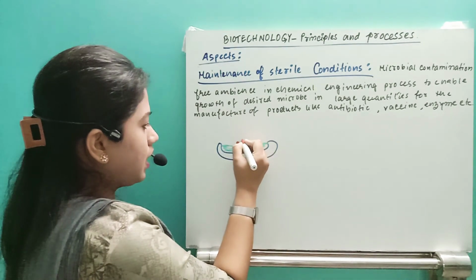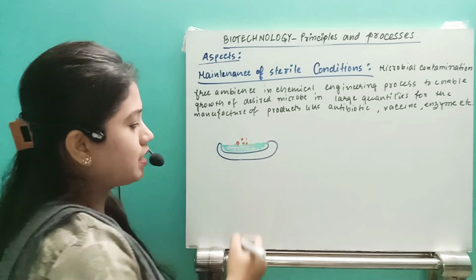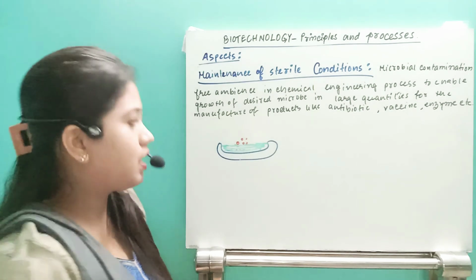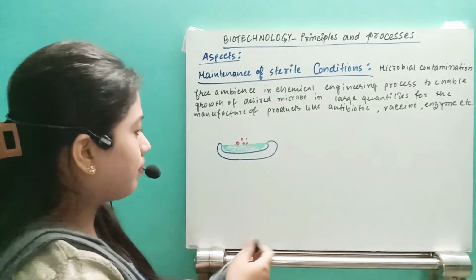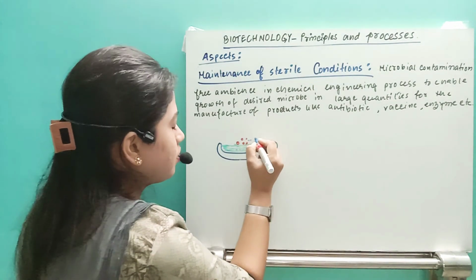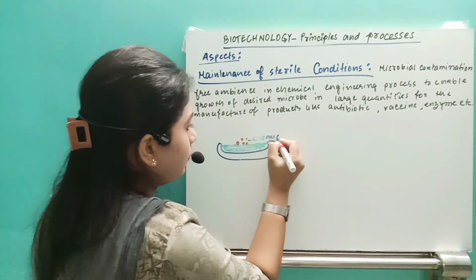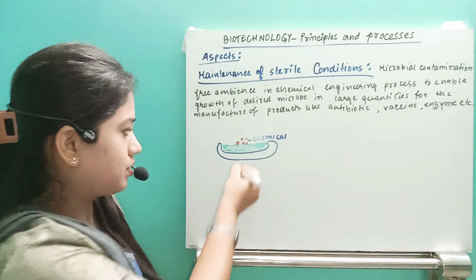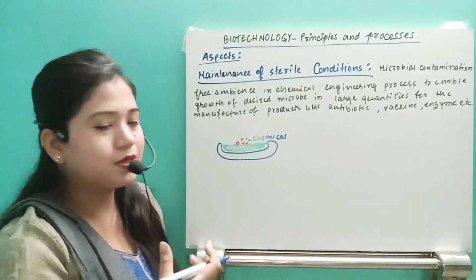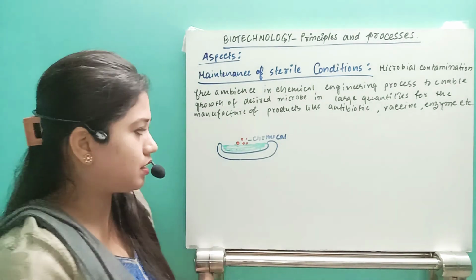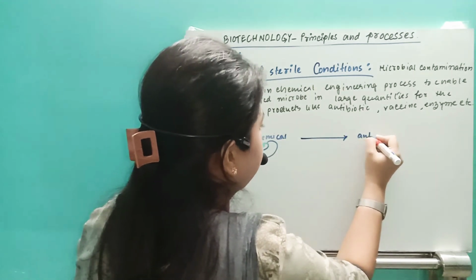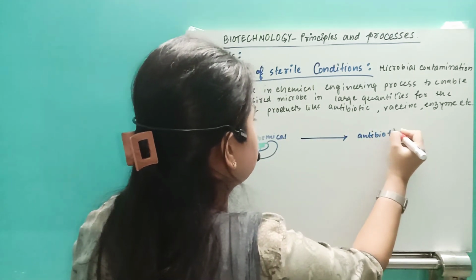So microbes are growing and taking up nutrients, and that's how they grow. After that, suppose the microbe releases one type of chemical. That chemical we use as an antibiotic. Suppose this is the desired microorganism, a fungus. That fungus, Penicillium notatum, produces penicillin, the chemical that we use as an antibiotic.